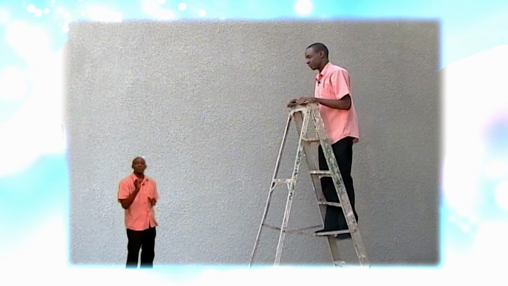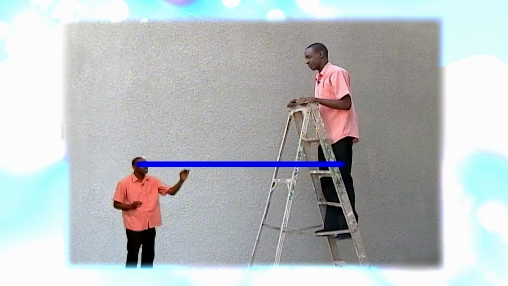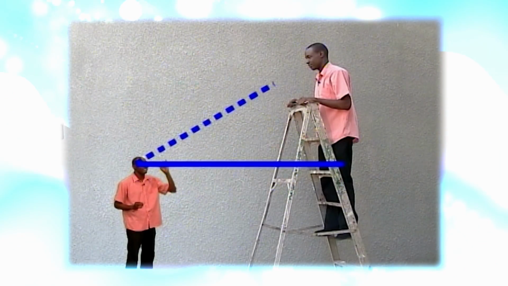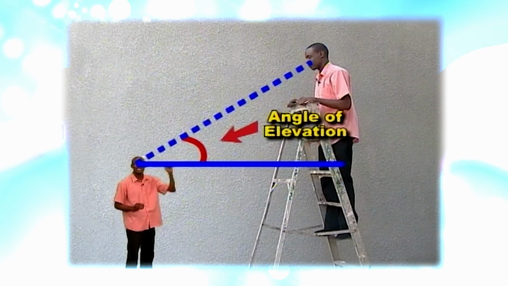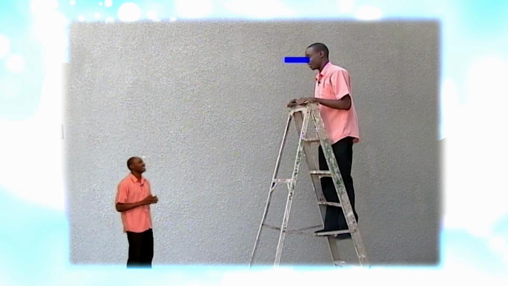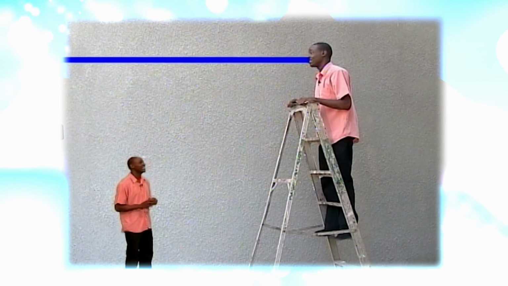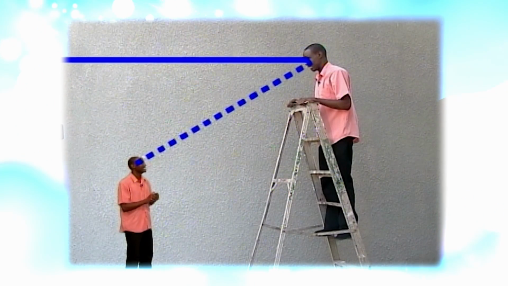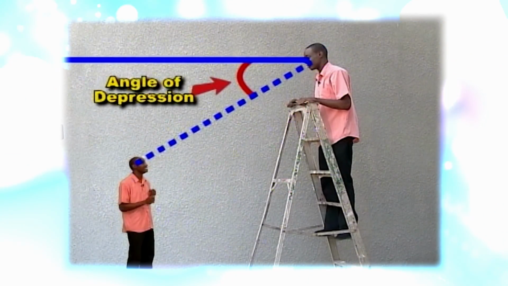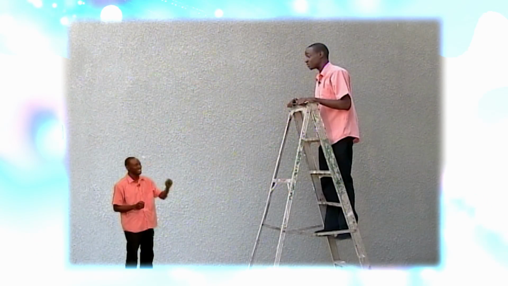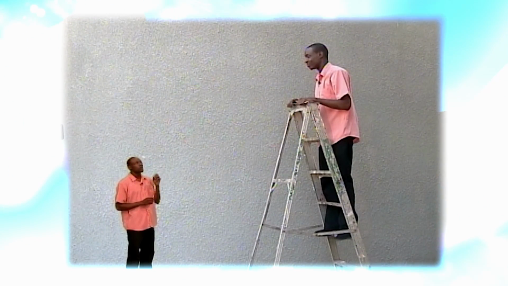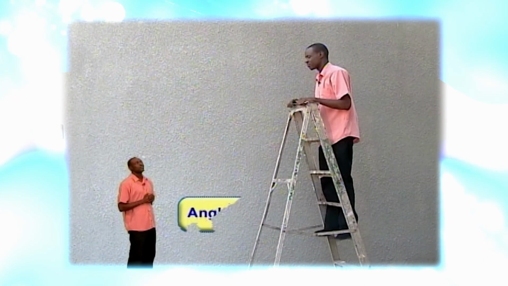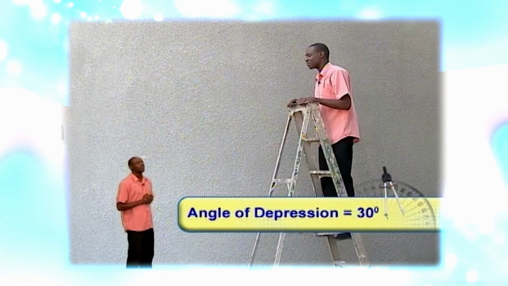Now, the angle formed between my horizontal line of sight and my elevated line of sight is called the angle of elevation. And the angle formed between my horizontal line of sight and my declined line of sight is the angle of depression. I am higher, so my perspective puts me at an angle of depression. So, what is your angle of depression? My angle of depression is 30 degrees.